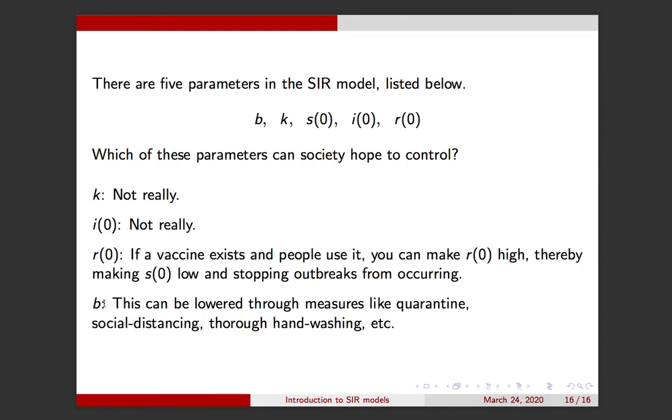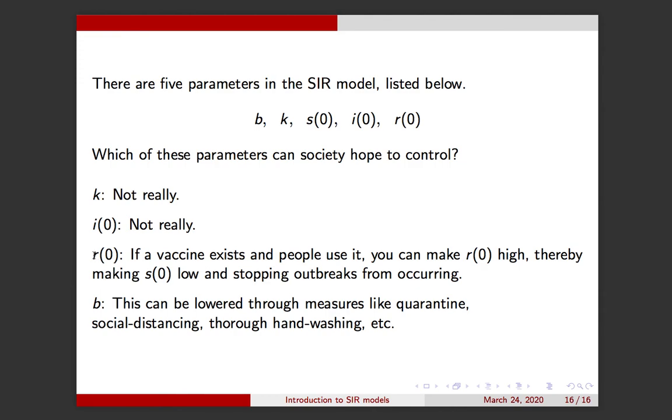However, what about something like B? B, among other things, depends on the amount of contact between infecteds and susceptibles. So if you do things like quarantine people, social distance, wash your hands a lot, and so on, right? B can actually be made smaller than it otherwise would be. You can control B through these social control measures, right?